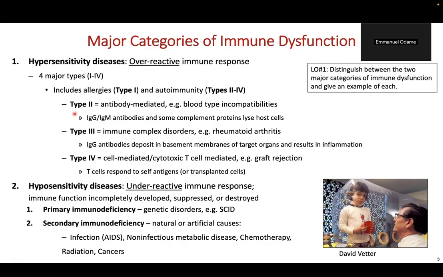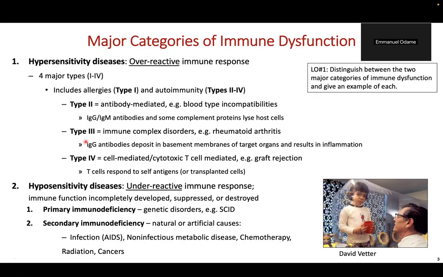So in type 2, we have the antibody mediated. Basically, this is just mediated through blood type incompatibility. So you have a situation where your IgG and IgM antibodies and some of the complement proteins are basically lysing the host cells. And this is mostly common during blood transfusion if the right blood type is not being made sure for compatibility and it's just sent over to the host. And this normally, in worst cases, can result in death.